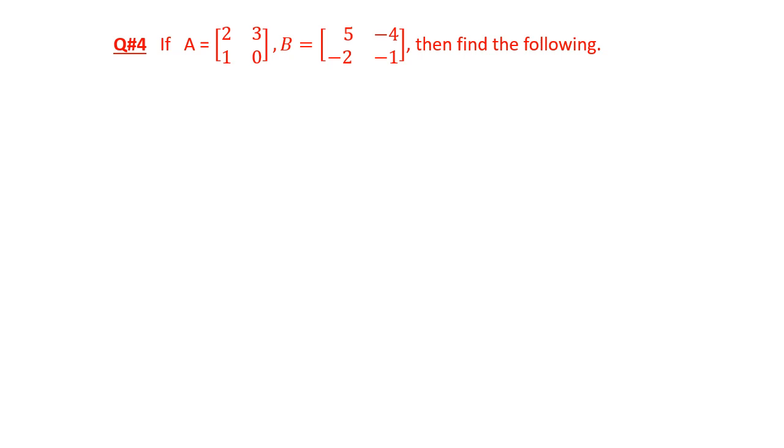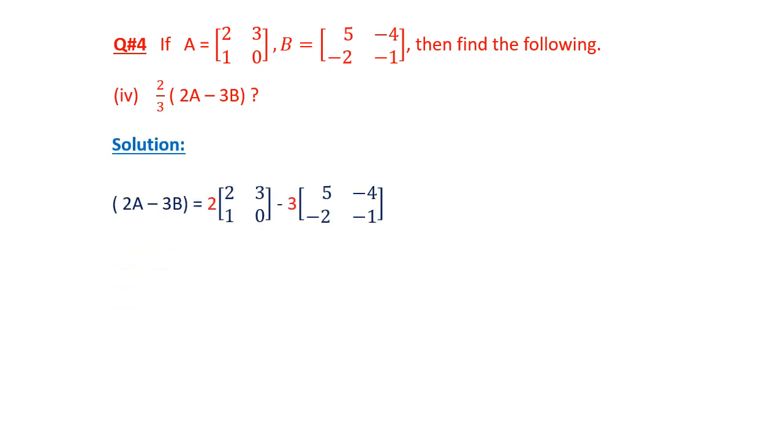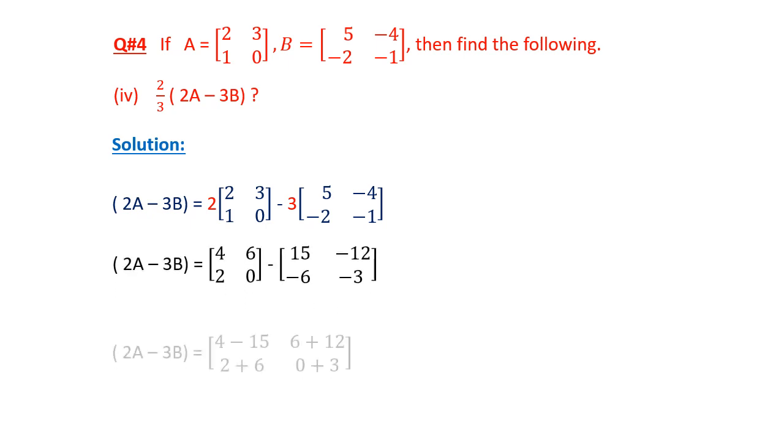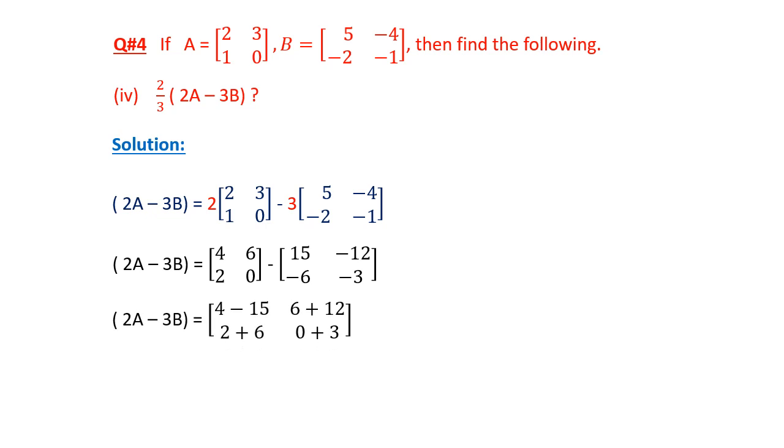Question number 4. If matrices A and B are given, then find the following. Part 4. 2 by 3 multiply 2A minus 3B. Its solution is, dear students, first we will find 2A minus 3B by multiplying 2 with matrix A and 3 with matrix B. So after multiplying and after subtracting these two matrices, we have 2A minus 3B is equal to this matrix.